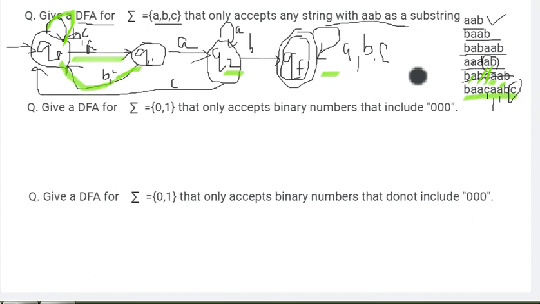Now let's do one more, that is we need to give a DFA for the input 0 and 1 that only accepts binary numbers that include triple zero. Means any number which has triple zero must be included. It can be in the beginning, it can be in the end, it can be in the middle. The thing is 0 0 0 should come in the binary number.